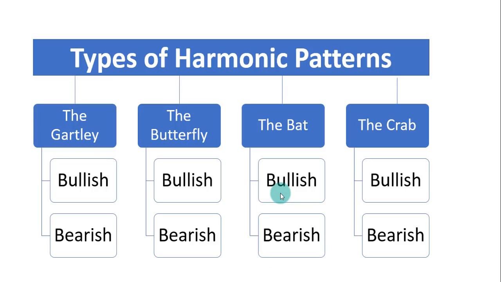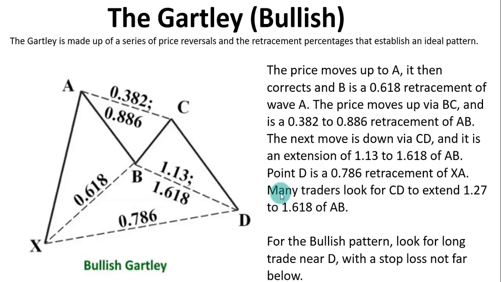So let's look at the types. We have four types, as we said before, and for each type we have bullish and bearish formations. So let's pick the first one, the Gartley. So this is the Gartley. These formations are all based on Fibonacci numbers. You will recognize these are all Fibonacci numbers.